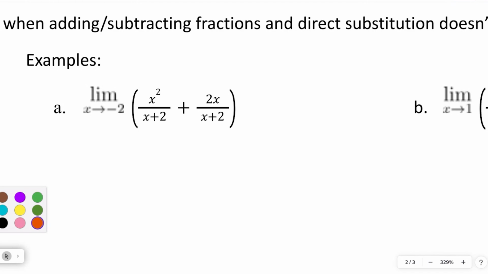Now this one already has a common denominator, right? The common denominator here is x plus 2. So I can go ahead and add the numerators and leave the denominator as just x plus 2. And then once you simplify it to be just a single fraction, most of the time it's just going to turn into a factor and cancel problem, where you just have to factor what you have, remove the removable discontinuity, and then use some direct substitution.